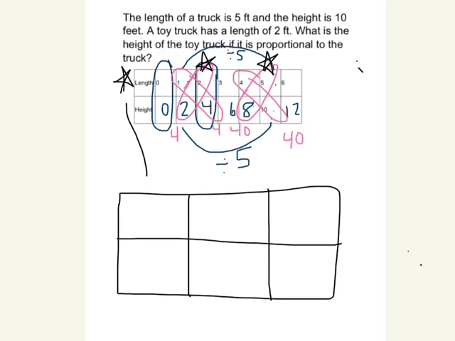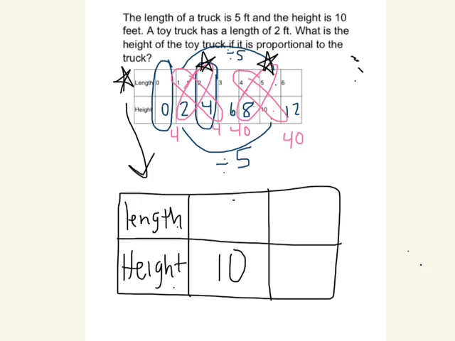So first, I'm going to fill in the units: length and height. Next, I'm going to fill in what I was given in the problem, and that is that the height is 10 feet and the length is 5 feet. That was what I was given here. So length is 5 feet, height is 10 feet.